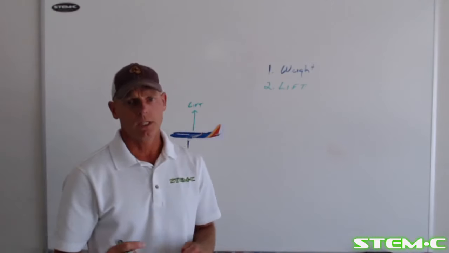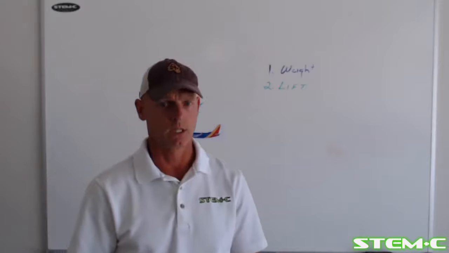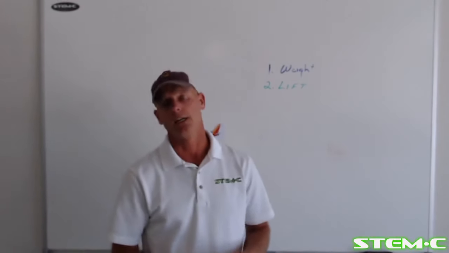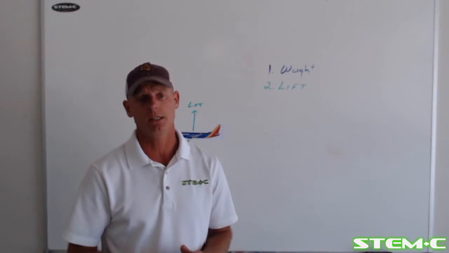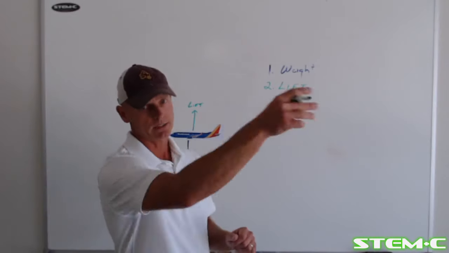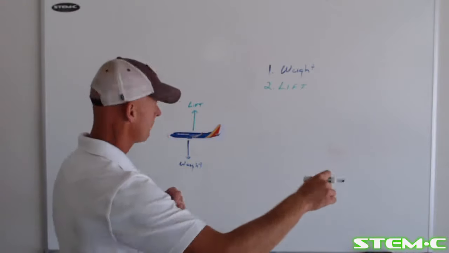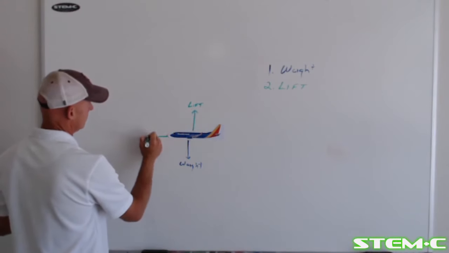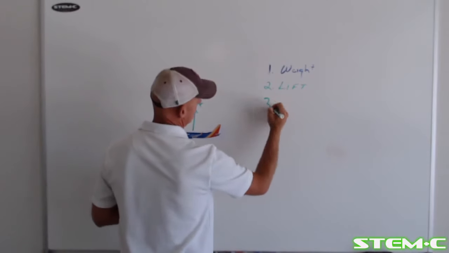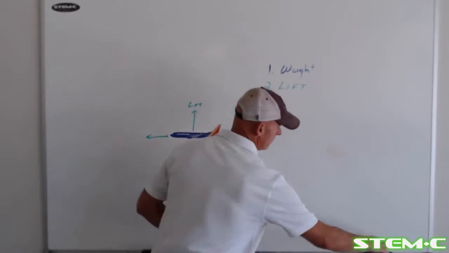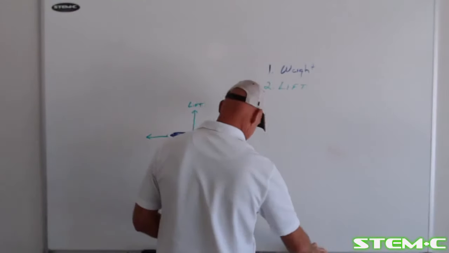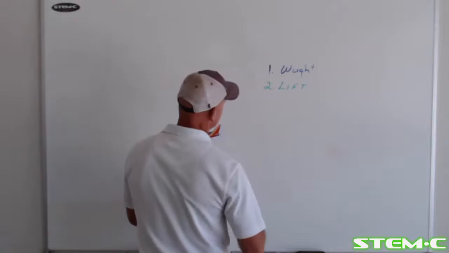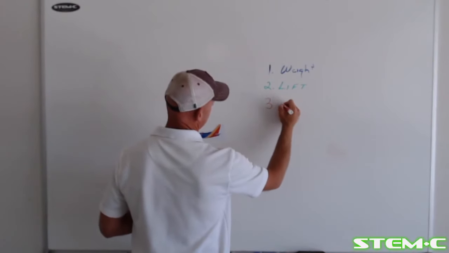We also need a forward force. That forward force can be produced by a propeller. It can be produced by a jet engine. It can be produced by tossing a paper airplane. So we need some type of forward momentum, and that forward momentum is called thrust. Well, let me get a different color marker here just to stay consistent with my using different colors. So the third force, thrust.